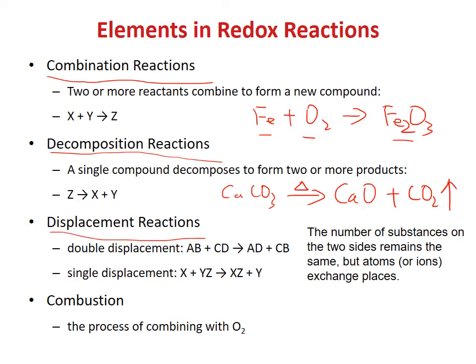In displacement reactions, the number of substances on the 2 sides remains the same, but atoms or ions exchange places. One displacement reaction is called a single displacement reaction. An example is a compound YZ, where Y is replaced by element X, so YZ becomes XZ. That's a single displacement reaction. In a double displacement reaction, for example, B and D exchange position, so the compound AB becomes AD and CD becomes CB.